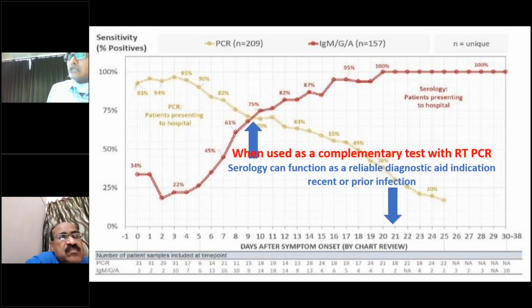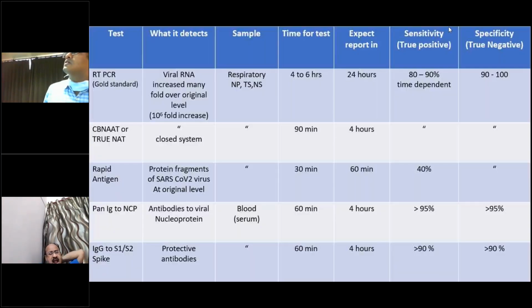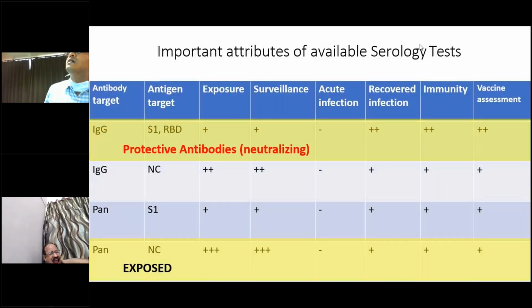And gradually we can see that the sensitivity of the serological test increases, and it reaches the maximum by the third week post symptomatology. Now these are the important attributes of the available serological tests.